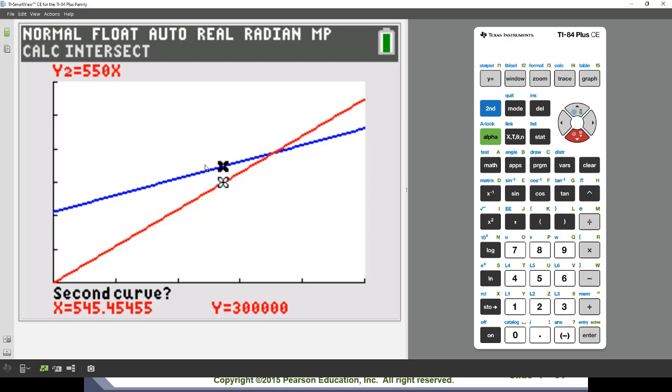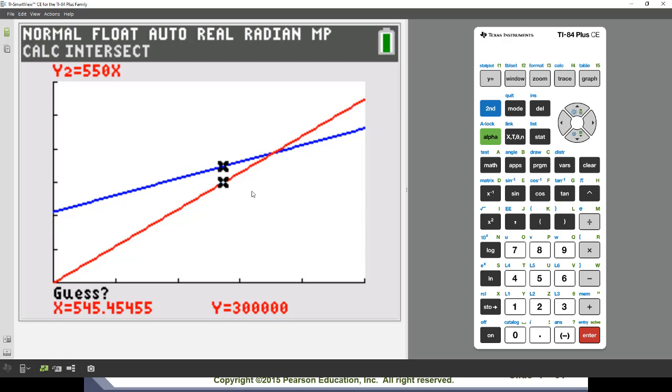Notice again on the second curve, it tells me at the top, hey, that's 550x. That's what you put in there for y. That's also a nice way to check your work. So again here, I'm going to hit enter again. Now it's going to ask me to guess. Here's why it asks me to guess.